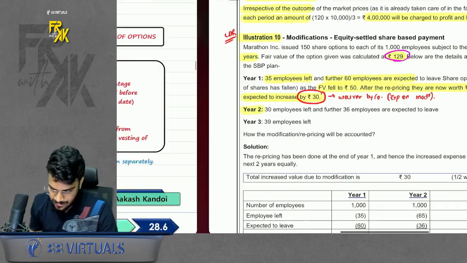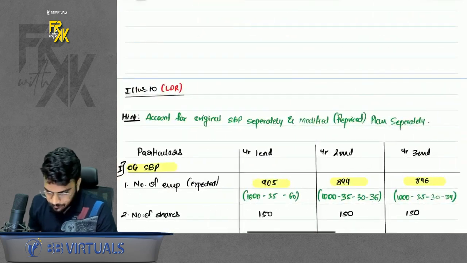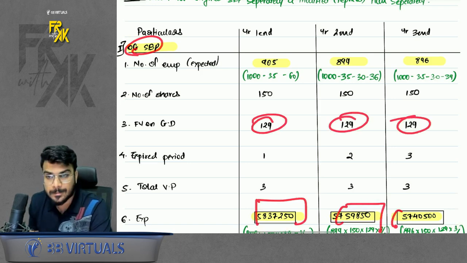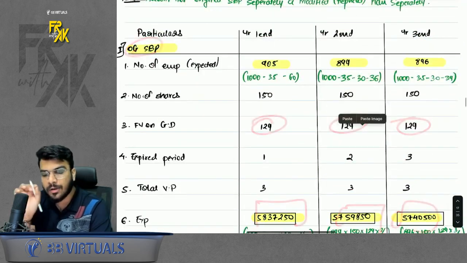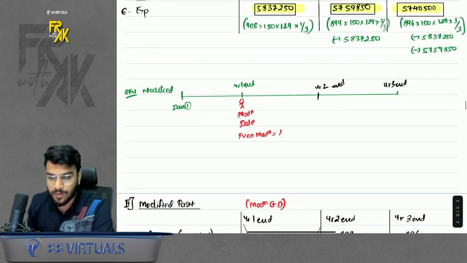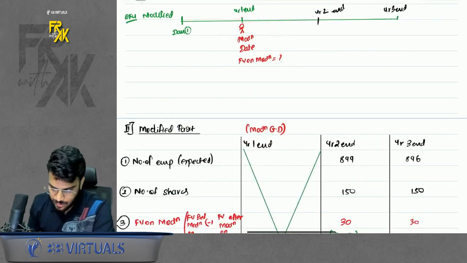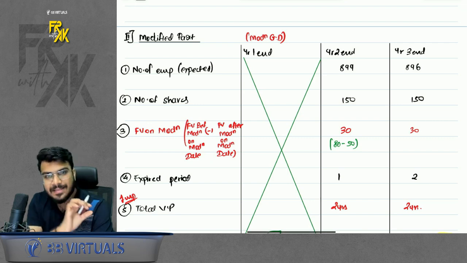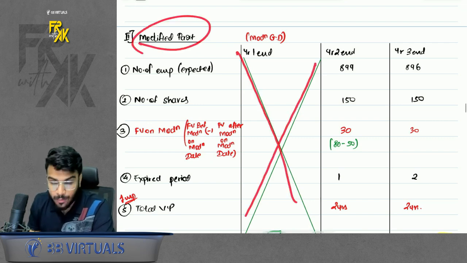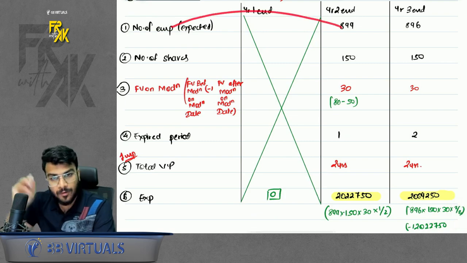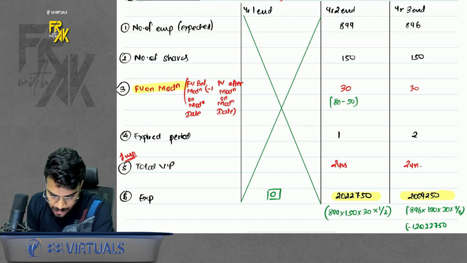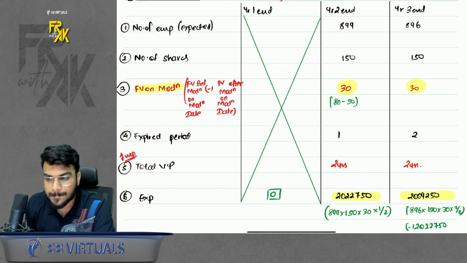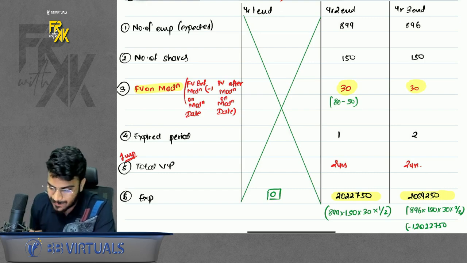Okay. How will I do this? Just see. Prepare two tables for this. One will be for the original plan, where you will take 129 rupees and calculate the expense for the 3 years. Then you modified on year 1 end, so year 1 end becomes the date for modification. During year 1 for modification, you will book nothing. Prepare the same table for the modified part also, but in year 1 no data will come. Number of employees, copy from the original SBP. Only the fair value of modification will be the waived amount, the difference, that is rupees 30. Clear? And you will book the expense across 2 years.